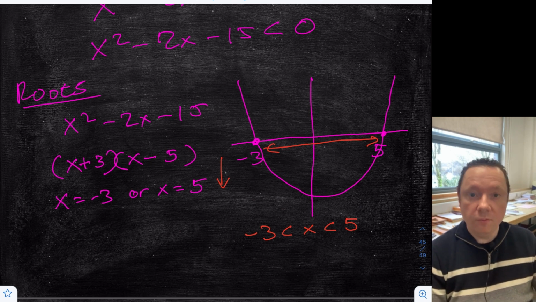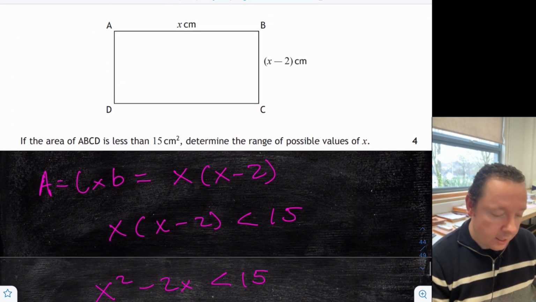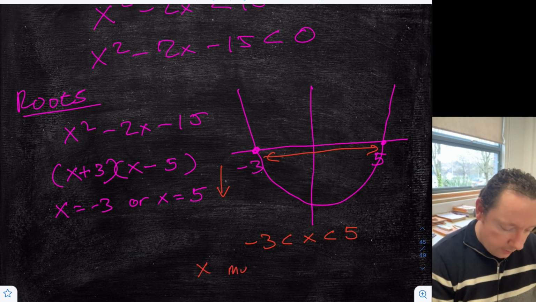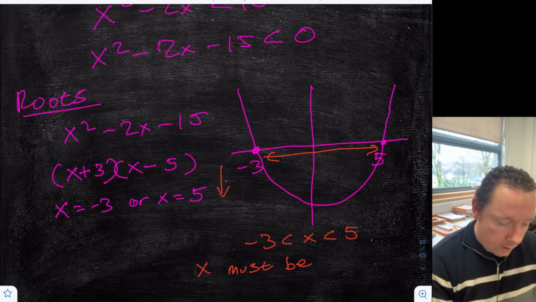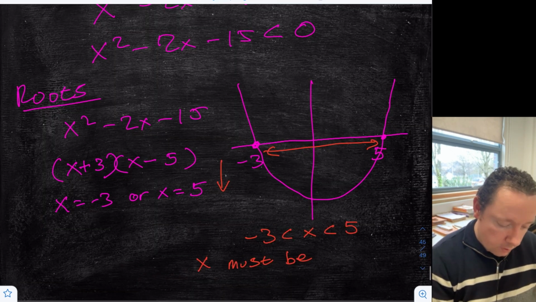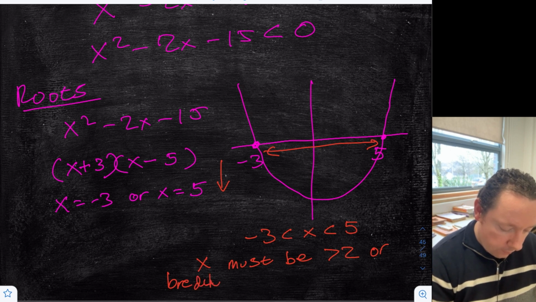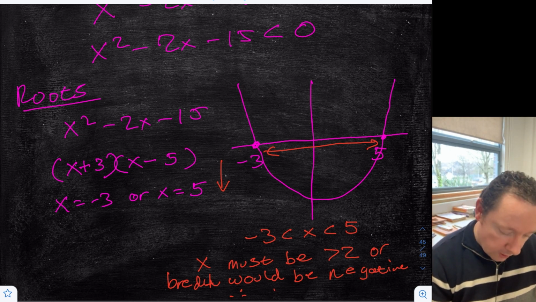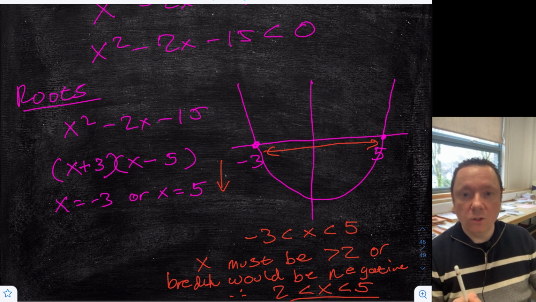But we need to be careful with this question because it is about the area of a rectangle, so we can't have a negative length. X must be, let's have a look. We've got x minus 2 is our smallest, so it has to be bigger than 2. Or the breadth would be negative. And therefore, our actual answer is 2 is less than x is less than 5. Need to be very careful with ones where it's in context.